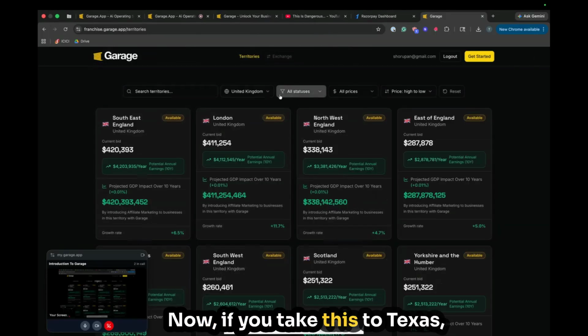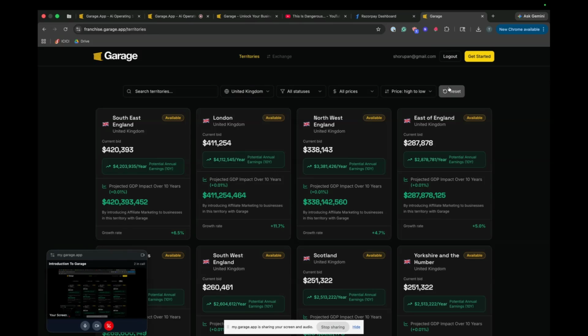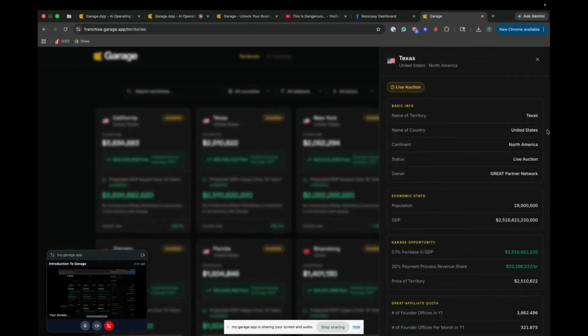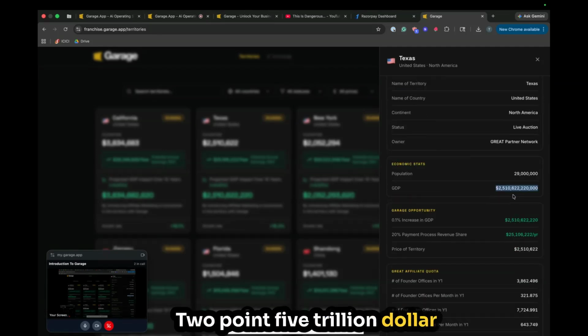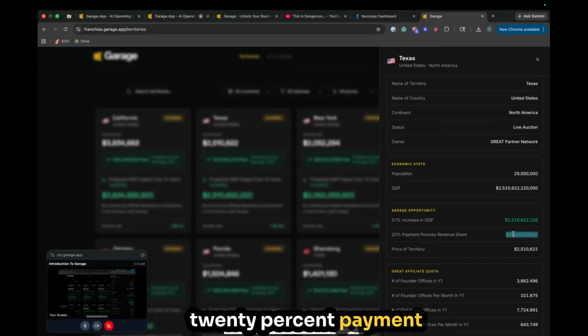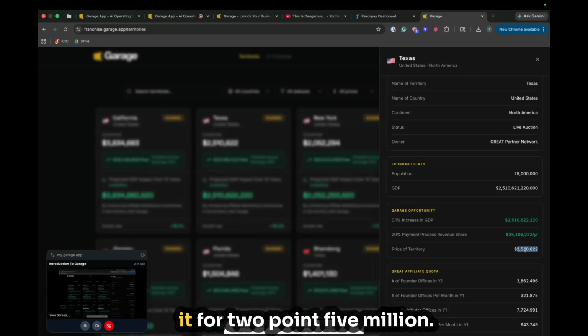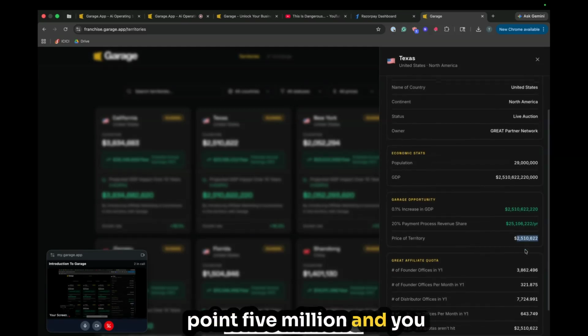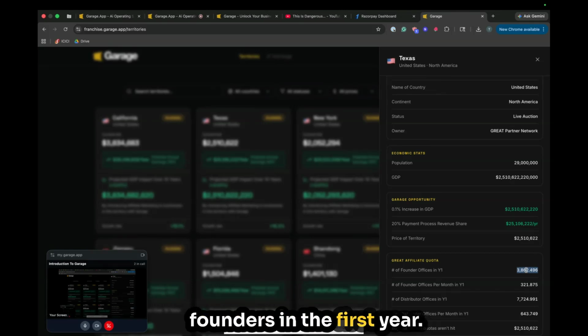Now, if you take this to Texas, obviously the numbers will get pretty ridiculous, right? Texas is $2.5 trillion GDP. $2.5 trillion GDP with a 0.1% increase, which would be $2.51 billion. And if you're getting a roughly 20% payment processing cut or 1% of the total, you're going to be earning $25 million a year. If you divide that by 10 years, which is how long we think it'll take, we're selling it for $2.5 million. If you don't want to pay $2.5 million and you want to get it for $100, you have to onboard 3,862 founders in the first year. Get it?